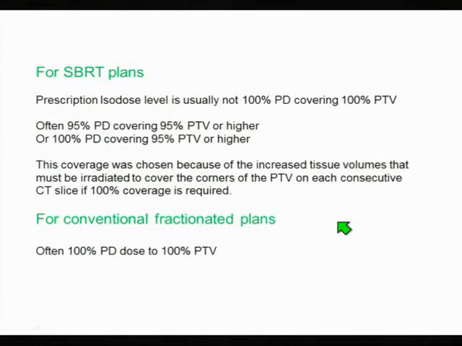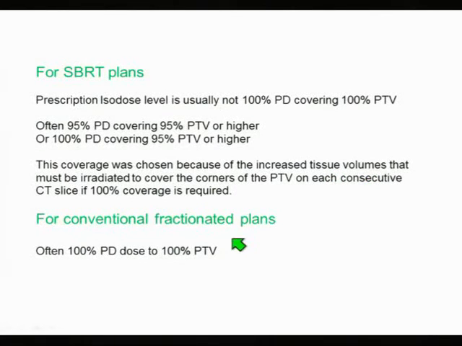For an SBRT plan, the prescription isodose level is usually not 100% prescription dose covering 100% of the PTV. Often it's 95% prescription dose covering 95% of the PTV or higher, or 100% prescription dose covering 95% of the PTV or higher. This coverage was chosen because of the increased tissue volume that must be irradiated to cover the corners of the PTV, every little corner. Suppose there's a little bit of hand shaking and you squeeze a little more outside. Then if you want to cover everything, your coverage of the normal tissue volume will be increased dramatically.